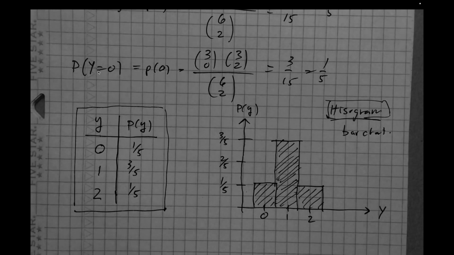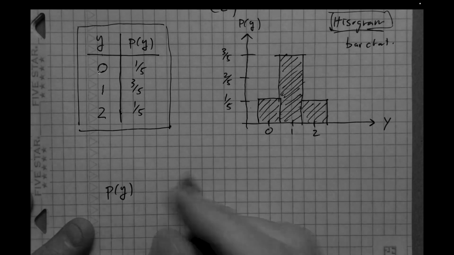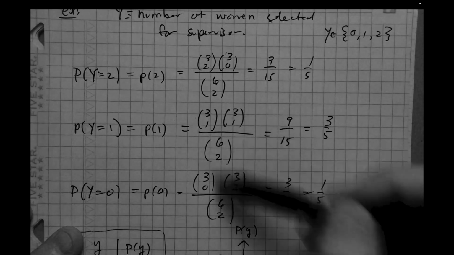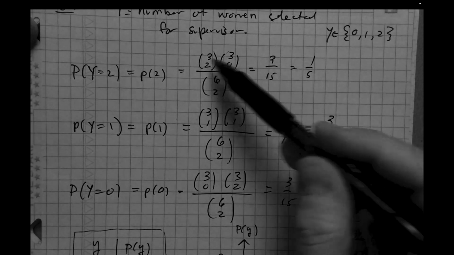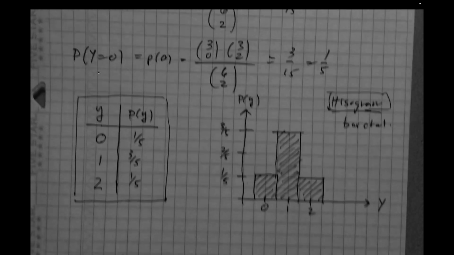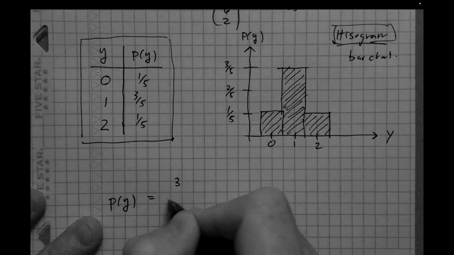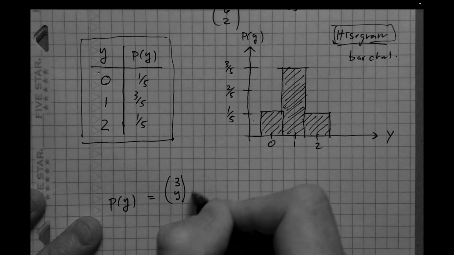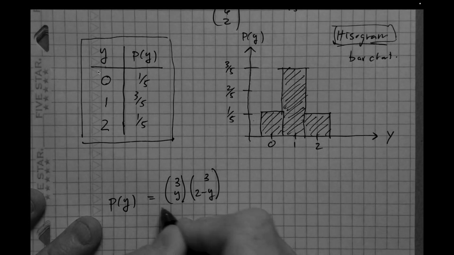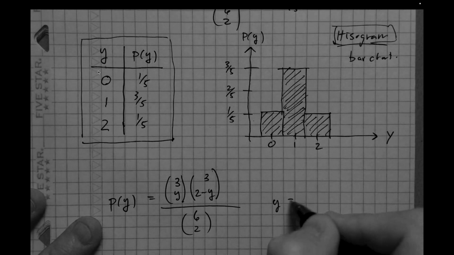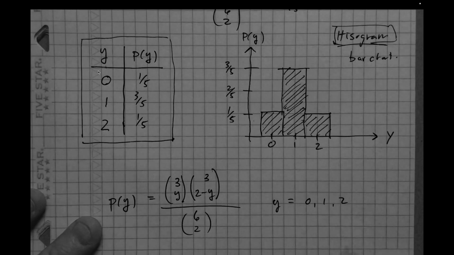And so sometimes that's easy, sometimes that's very tricky. But in this case, if we look up here, we can see that it's really the same form over and over, right? And so what we have to do is figure out how to plug y's into this to make it make sense as a function. The probability of y is equal to 3 choose y times 3 choose 2 minus y, all divided by 6 choose 2. In this case, that's what it looks like. And this is a valid function for y equals 0, 1, or 2.